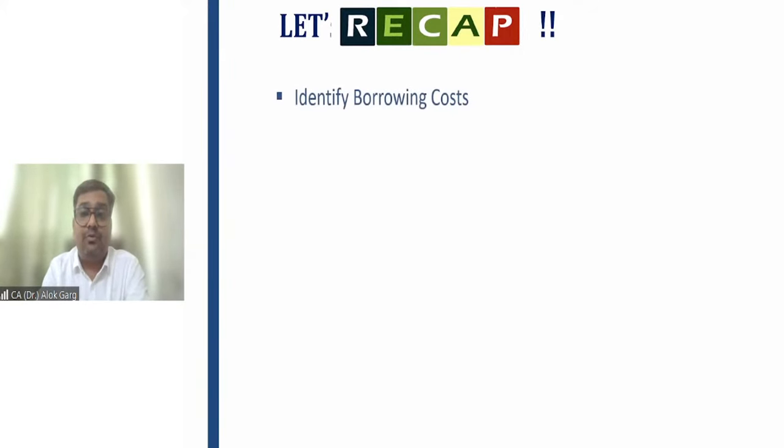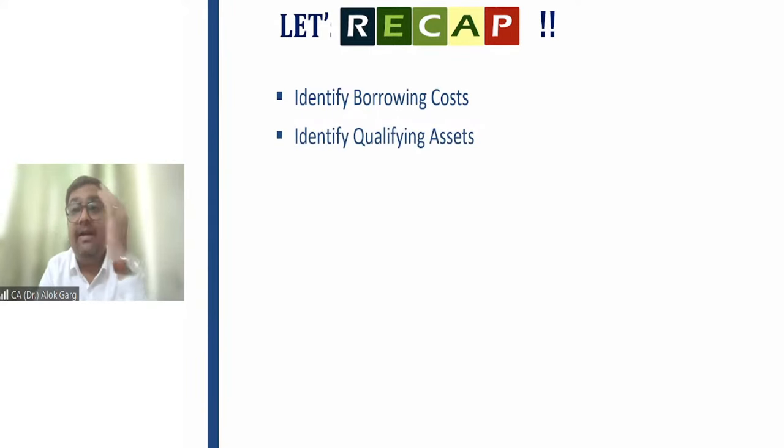Let's quickly recap. So in this standard, we have understood how to identify the borrowing costs, which are those costs directly related to the acquisition, construction, and production of qualifying asset. Borrowing costs are interest and the ancillary cost like transaction cost, processing fee. It has to be calculated on effective interest rate basis, right? Number two, interest on lease liability also forms part of borrowing cost. Number three, exchange rate fluctuation also forms part of borrowing cost, subject to it being not more than the savings of the interest.